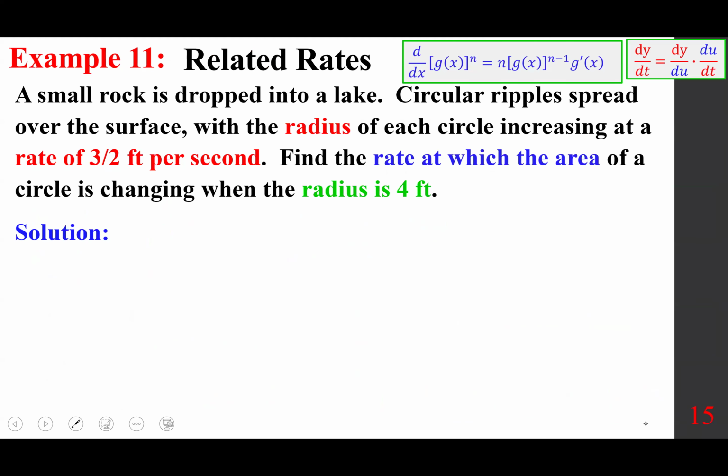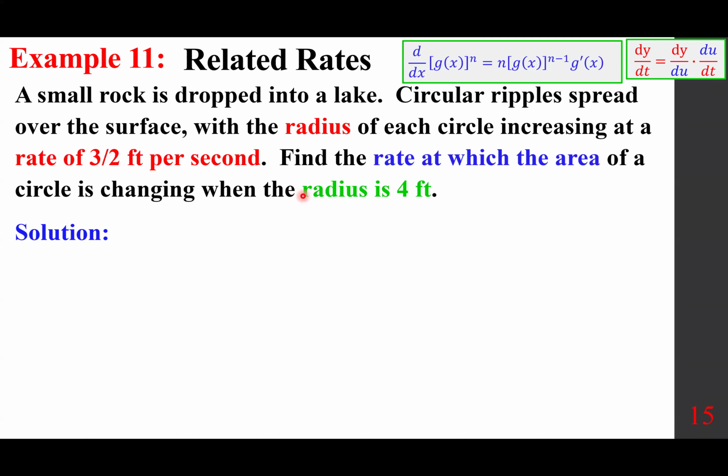Let's look at an example of a related rate problem. A small rock is dropped into a lake. Circular ripples spread over the surface with the radius of each circle increasing at a rate of 3.5 feet per second. Find the rate at which the area of the circle is changing when the radius is 4 feet. Remember, you're dealing with word problems. With word problems, you have to define your variables and know what you're dealing with.